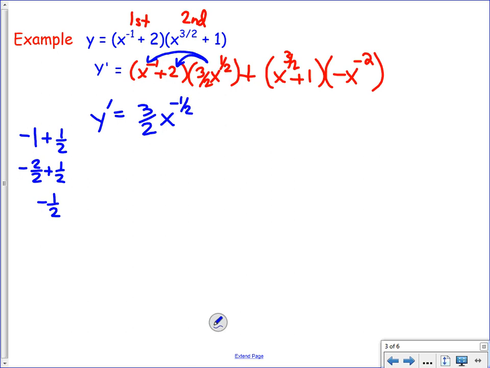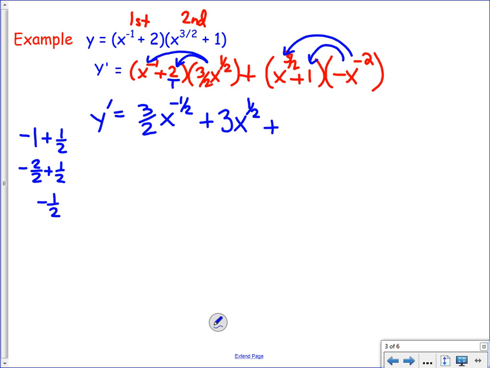Okay, and then 3/2 x to the 1/2 times 2. There we're just multiplying 2 times 3/2, and that's like 2 over 1. So your 2's are going to cross reduce, and that'll just equal 3 times x to the 1/2 power. All right, and then let's distribute over here.